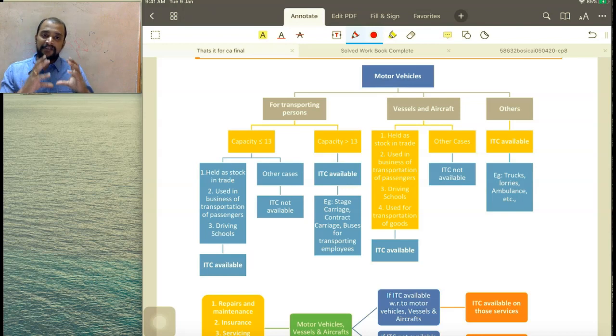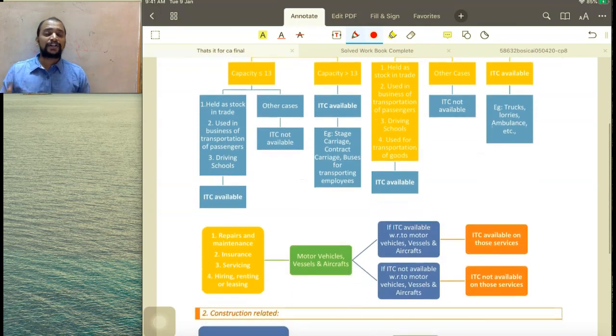So, one manufacturing company purchased a truck, they can take ITC. Purchased a bus, they can take ITC. Purchased a car, they cannot take ITC. Purchased an aircraft, they cannot take ITC. Purchased a vessel for transporting goods, they can take ITC. So, like that we can analyze and you have to write this in the exam. This is with respect to motor vehicles.